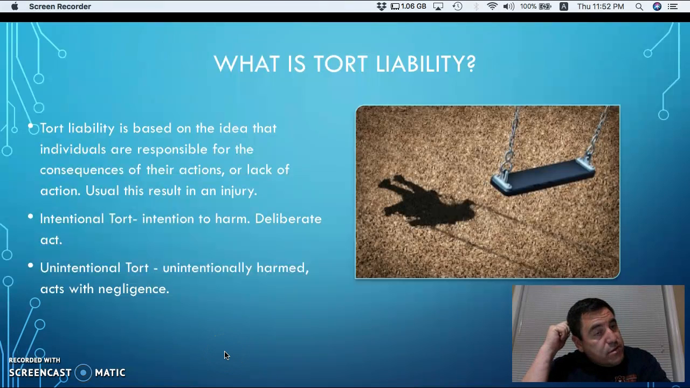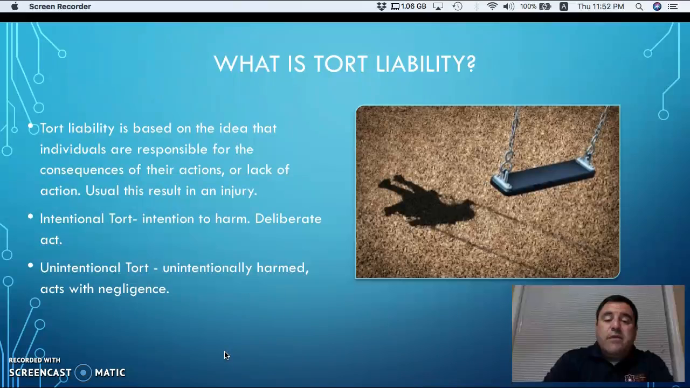Usually there's two types of tort. There's intentional and unintentional tort, okay? Intentional is the intent to harm. It's a deliberate act, okay? The unintentional is, like it says, not on purpose. It's usually due to negligence. And most of the cases I'm going to talk about are due to negligence.